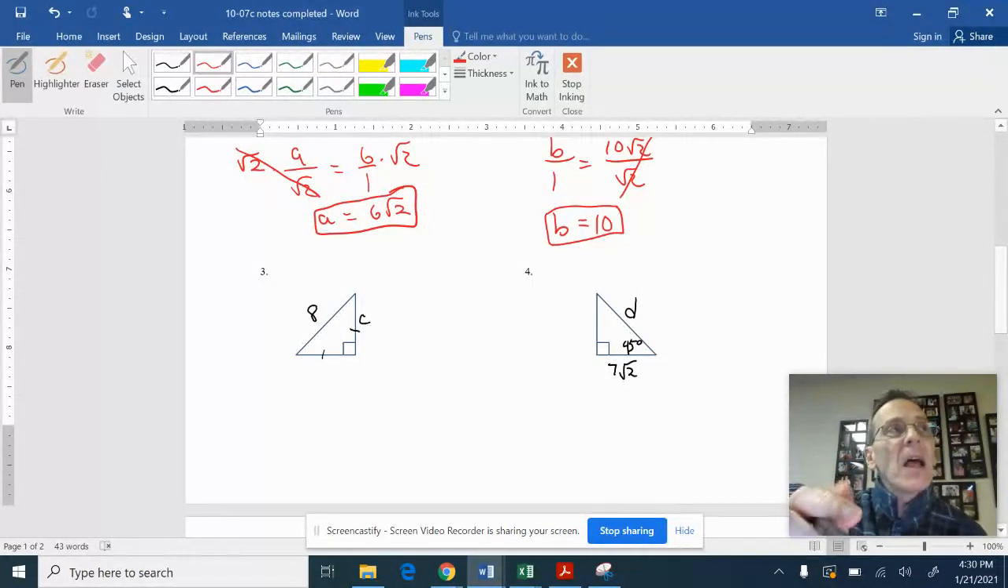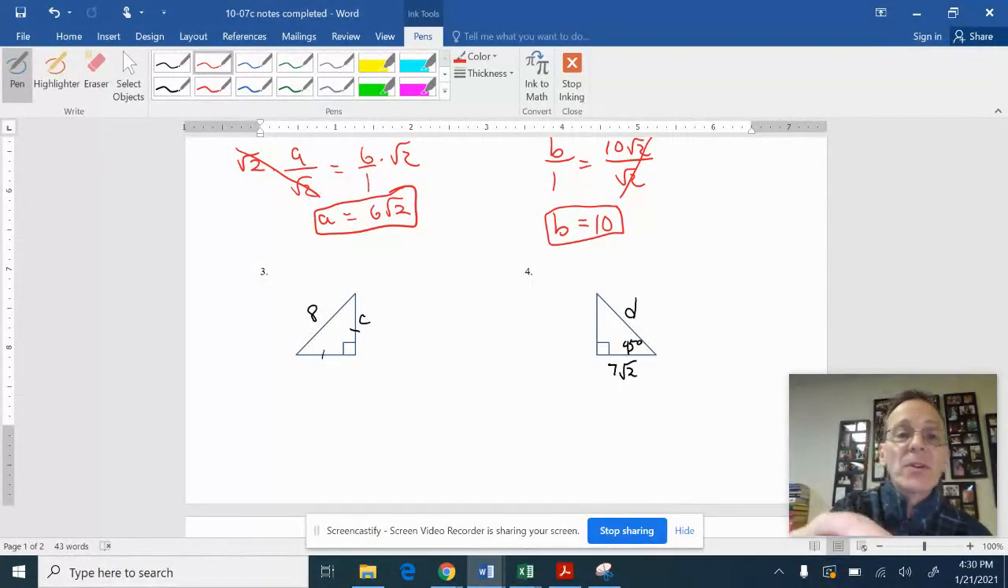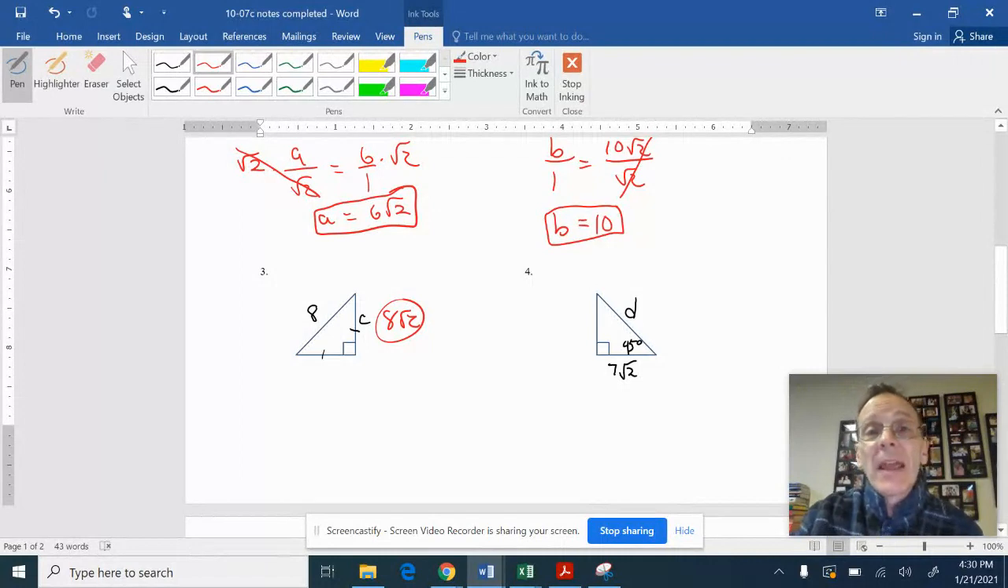That means I remember the 45, 45, 90 pattern. There's 1, 1, and the square root of 2. So whatever one of the sides is, the other side is times the square root of 2. And you might write down 8 radical 2 for C. Circle it and be on your way and be perfectly happy with that answer, except it's completely wrong.